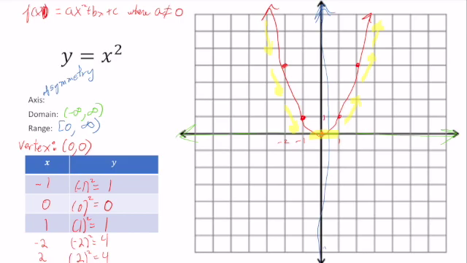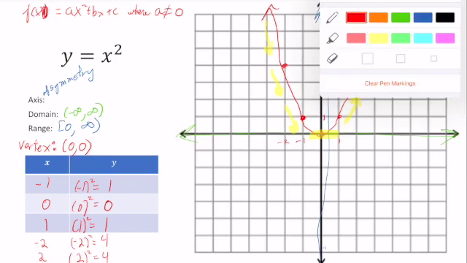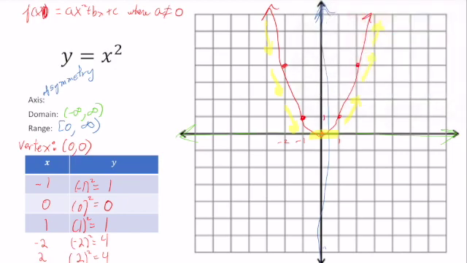And the axis of symmetry is the vertical line through our vertex. So the vertical line through our vertex is this line right here. Remembering that all vertical lines have the equation x equals something. In this case, x equals 0. We found that in our vertex.